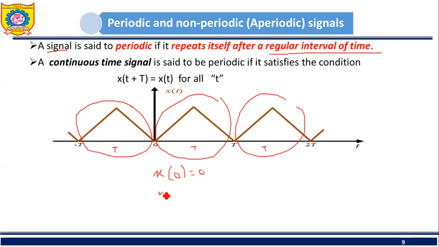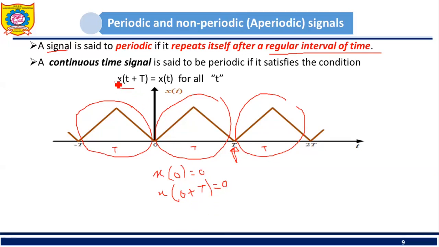Okay, now x of 0, what is time interval for this particular signal? I told you that time interval will be T. So x of 0 plus T. What is the value of x of 0 plus T? So in that 0 add T, we will get x of 0 plus T here. So what will be the value of x of 0 plus T? Yes, again it will be 0.